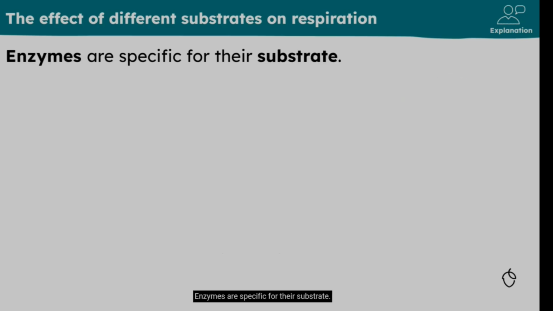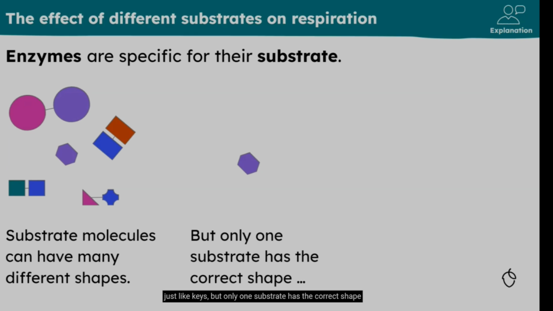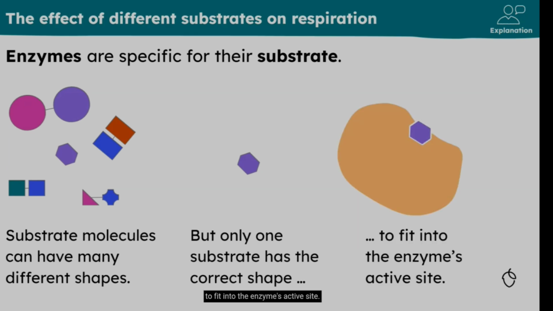Enzymes are specific for their substrate. Substrate molecules can also have many different shapes, just like keys, but only one substrate has the correct shape to fit into the enzyme's active site.